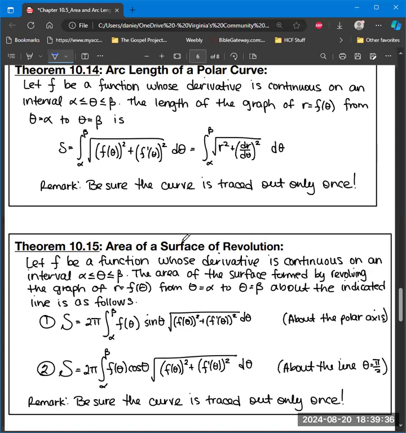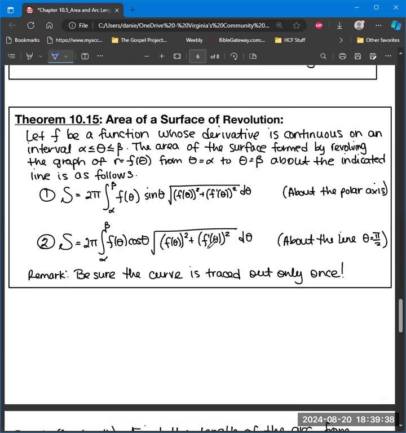And our surface of revolution will be defined by letting f be a function whose derivative is continuous on an interval of alpha less than or equal to theta less than or equal to beta, and the area of the surface formed by revolving the graph of r equals f of theta from theta equals alpha to theta equals beta about the indicated line is as follows. So we can rotate about the polar axis. Remember, the polar axis is this initial side. When we have our angle, we have our polar axis down here.